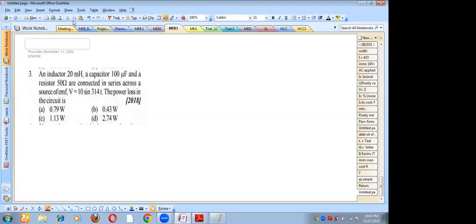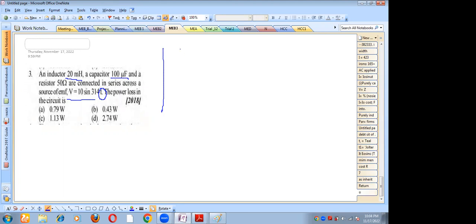The question says an inductor of 20 millihenry, a capacitor of 100 microfarad, and a resistor of 50 ohm are connected in series across the EMF source. I think we did this question, right? Same, there was a mistake, so we have discussed it. No, sir. This question, that was another question. The power loss in this.